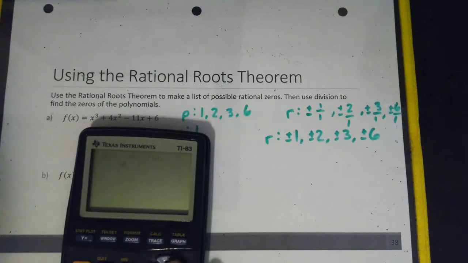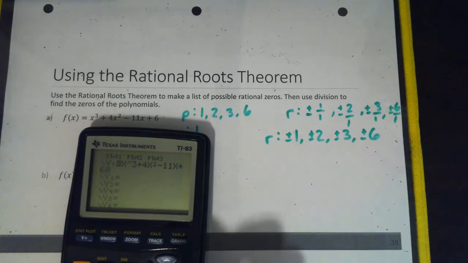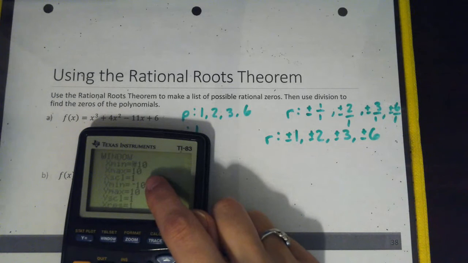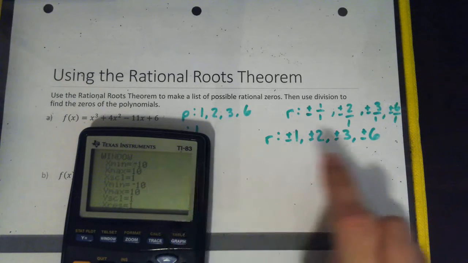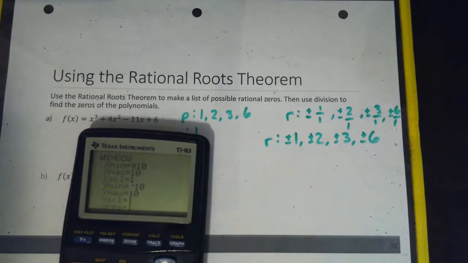So I'm going to go to my y equals and type in x cubed plus 4x squared minus 11x plus 6. Now I know all of my rational roots are between -6 and +6, so I want to make sure all of those are going to be in my window. So my x minimum goes to -10, my x maximum goes to 10. So I'm going to see everything between -10 and +10, which is all of these if they exist. So let's see what the graph looks like.